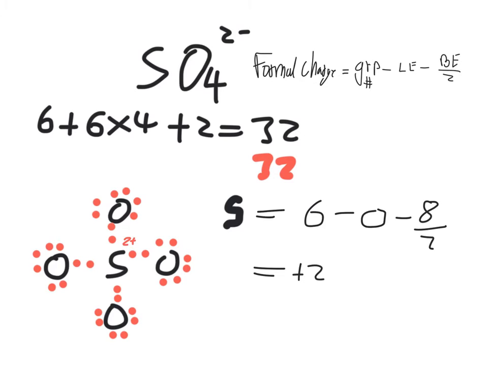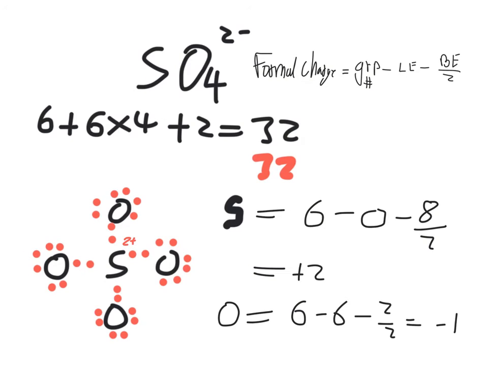Now work out the formal charges for the oxygen. Oxygen, again, is group 6. If we look at just one oxygen, you count the lone electrons. So remember it's lone electrons. 1, 2, 3, 4, 5, 6. 6 lone electrons, so minus 6, minus the bonding electrons. Well, that's got 1, 2, so that's 2 divided by 2. So that comes out as minus 1.